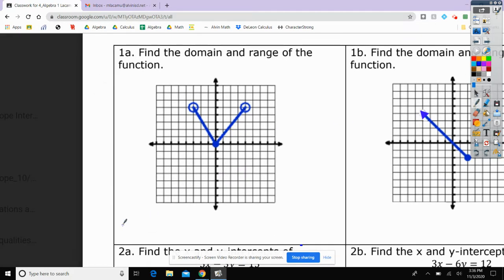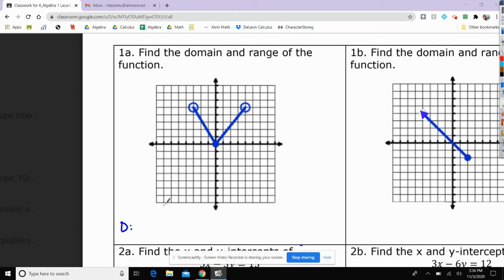So for 1A, we need the domain and range. My domain is going to be from the left to the right. So I look at my far left value. It's going to be this right here. If I draw a line down, I can see it hits my x-axis at -3. Then I go to the far right value. Draw a line down. And my x value there is 1, 2, 3, 4.